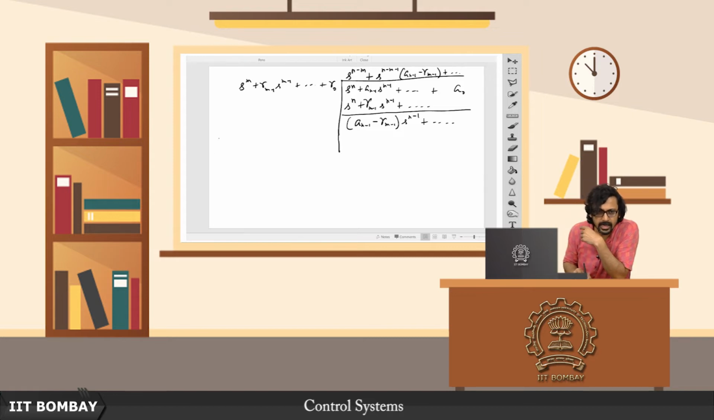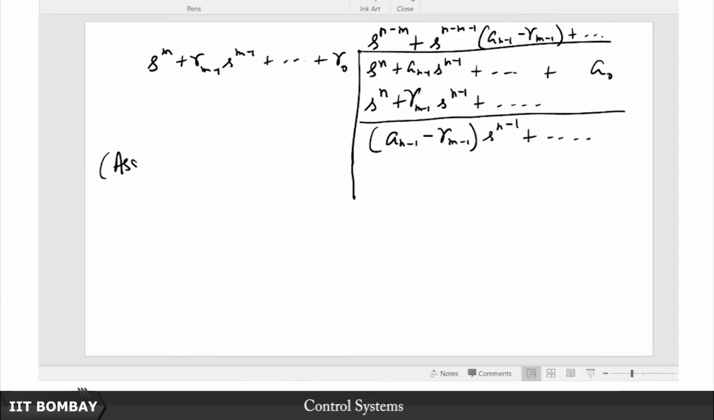So of course, a standing assumption here, and I'm going to justify that assumption, is that n minus m is greater than 1. So not only is it a strictly proper transfer function, but it's actually got a relative degree more than 1. Why am I not interested in the case when n minus m is equal to 1?